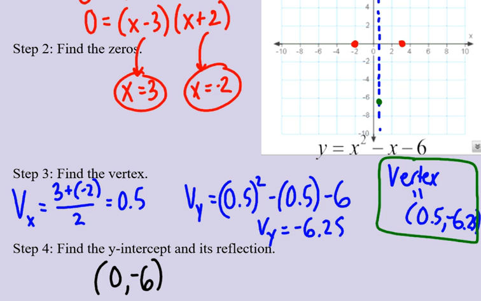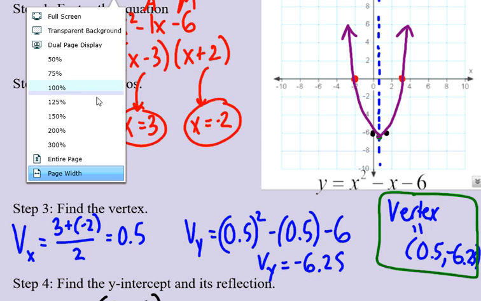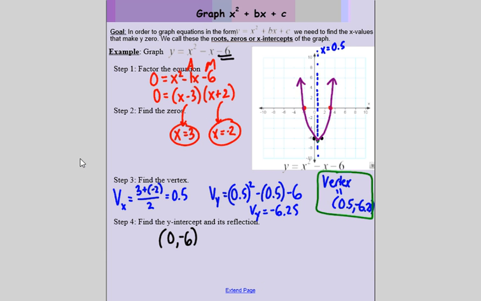So I plot (0, -6), its reflection right there, and then I sketch the whole picture in. It looks something like that, and then you're done. That is the process. Once you've done it a few times, they actually go pretty quick. You can probably do them in 1.5 minutes, 2 minutes max. So there we go, there are 2 examples.